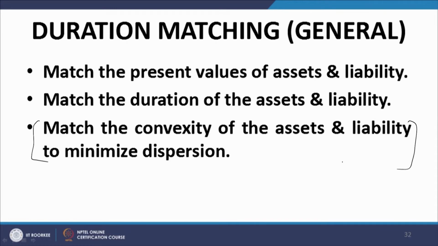So, that is a positive feature, but attached to this positive feature is the negative feature, that the higher the convexity, greater is the variability of the price around the YTM of the bond.